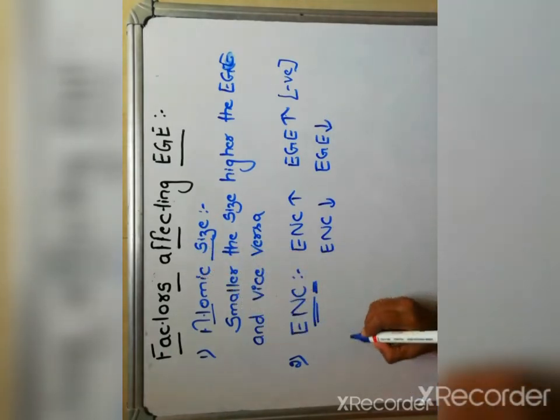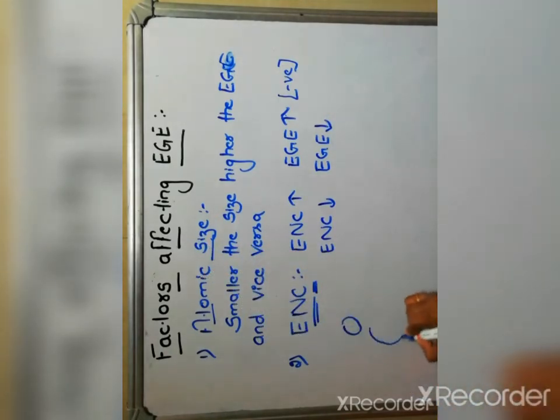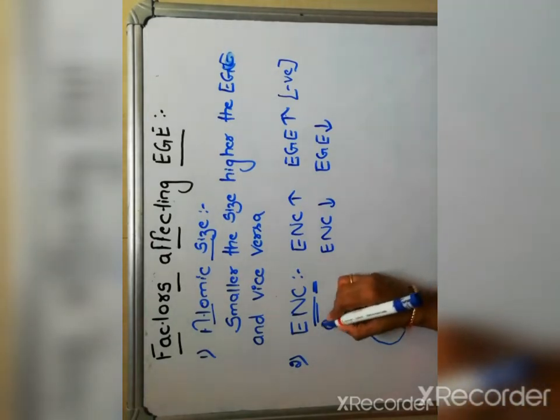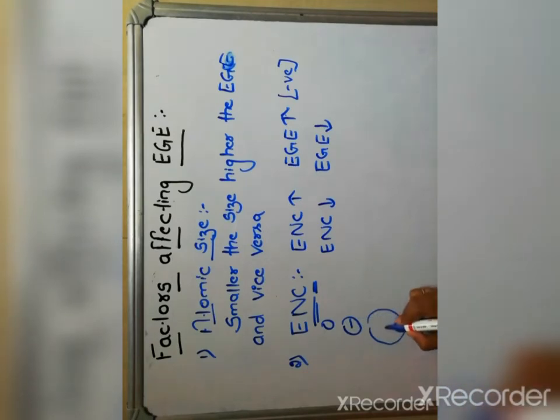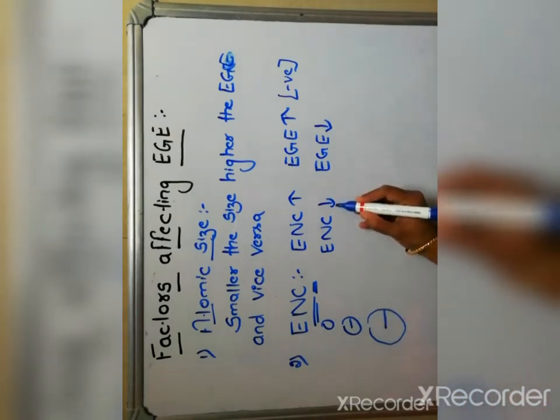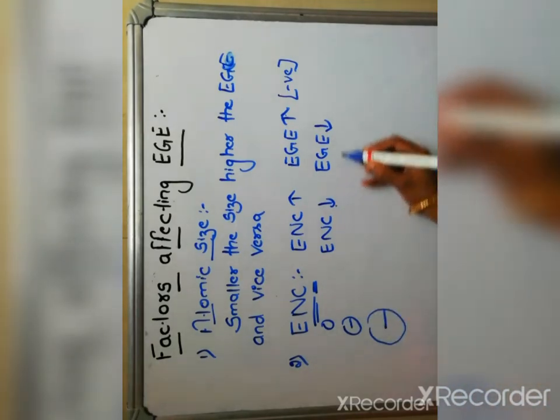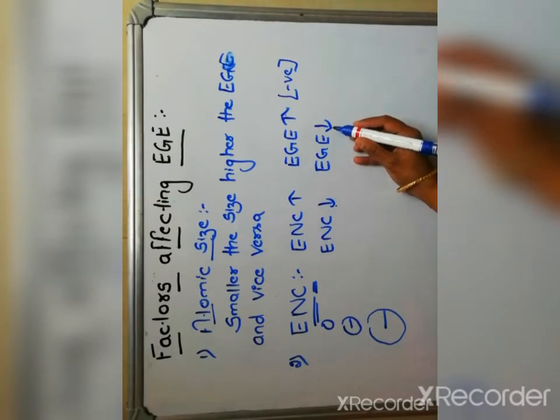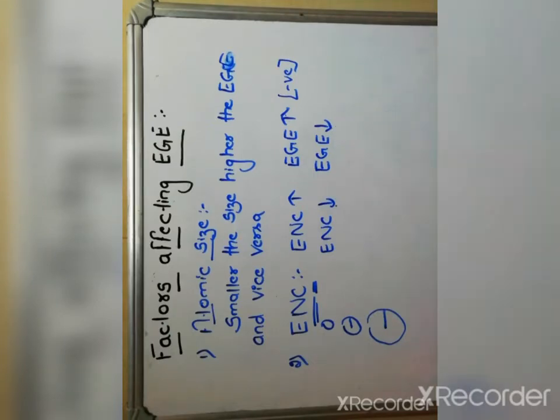We will explain both of these together. So atomic size increases, right? Whenever the atomic size increases, the effective nuclear charge decreases. Effective nuclear charge decreases means electron gain enthalpy will decrease, right? So this is the way that we are going to explain.